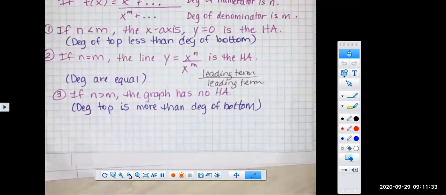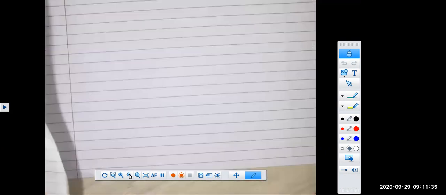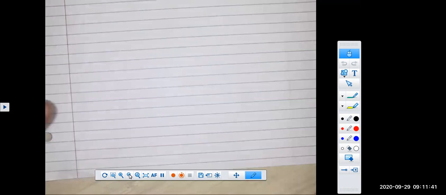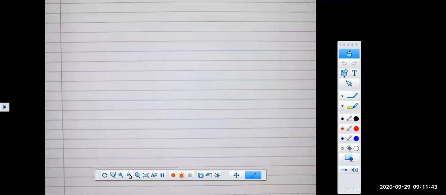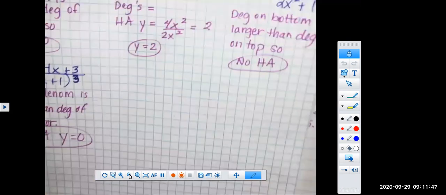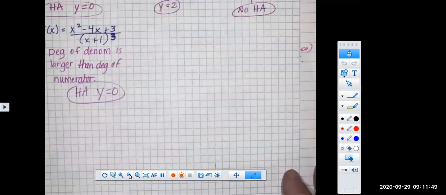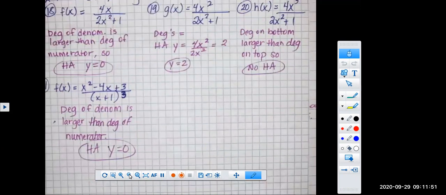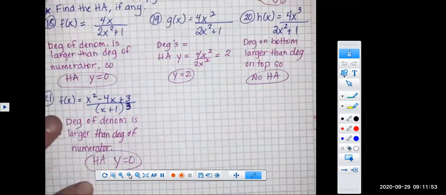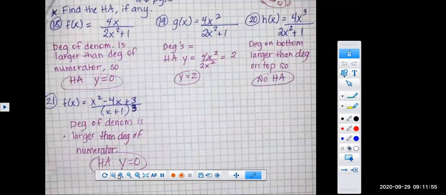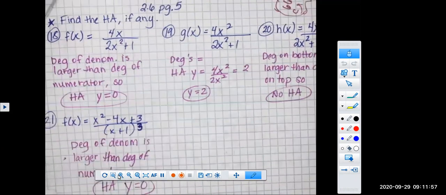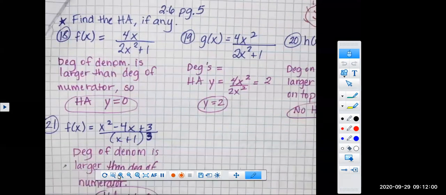All right, is everybody good? All right, I want to go through some that I've already worked in your examples. All right, let's look at 18. So if you want to, you can write down number 18, or if you're following along, that's the one.